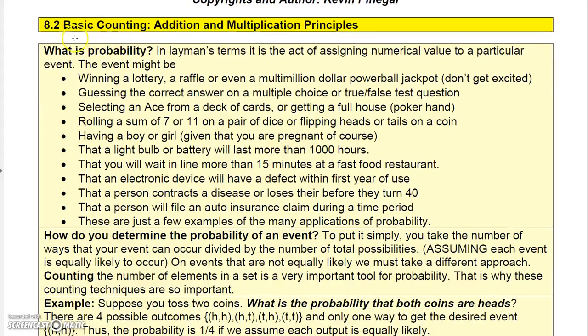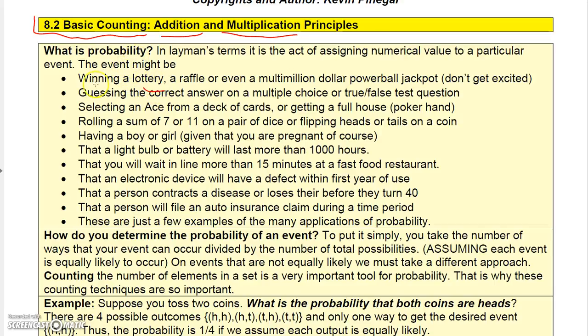Okay, so in probability, you're going to have to learn some counting techniques. And so in this section, we're going to talk about two, the addition and multiplication principles. Now, in order to find the probability of an event, you're going to have to be able to assign numerical values to the number of ways a certain event can happen.